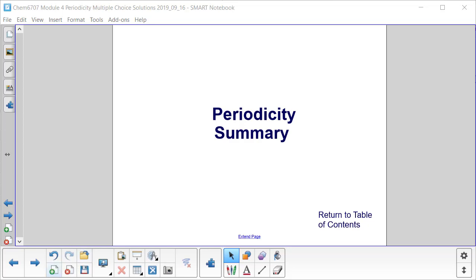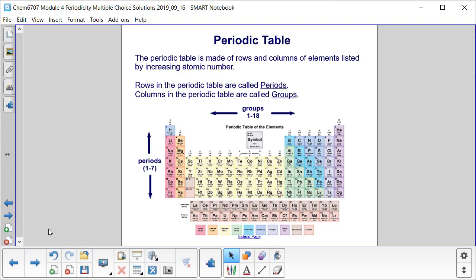Let's begin by doing a quick summary of periodicity by discussing the periodic table. So the periodic table is made up of rows and columns of elements listed by increasing atomic number. We start with element 1 here, 2, 3, 4, and so on.